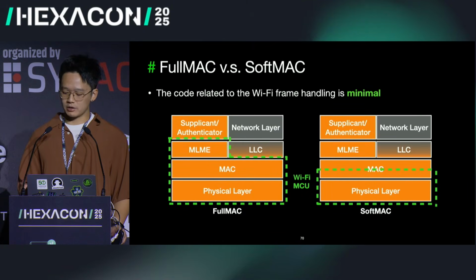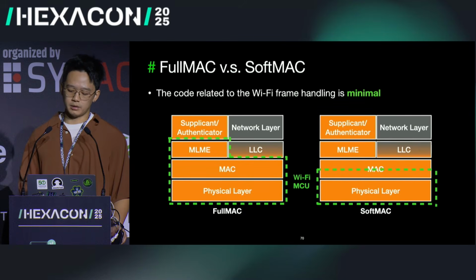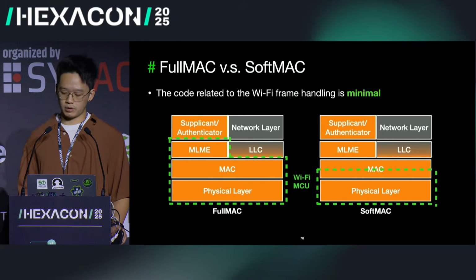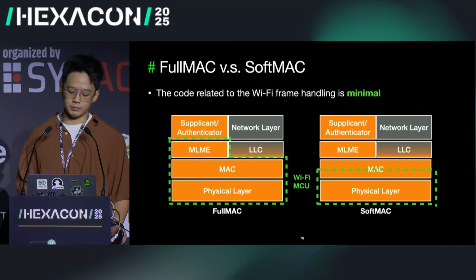The Wi-Fi architecture can be divided into FullMAC and SoftMAC. FullMAC implements most of the Wi-Fi protocol stack on the Wi-Fi MCU, while SoftMAC implements less on the MCU.